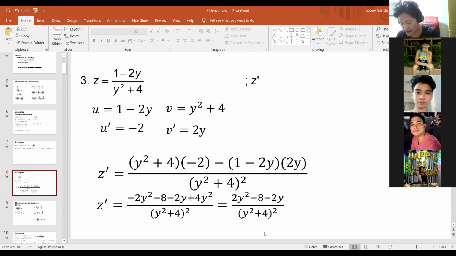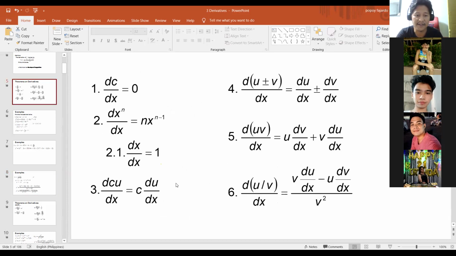Sir, mag-upload po kayo ng module? Mag-upload pa rin ako ng module. Coverage pa rin, sir, yung theorems 1 to 6? Yes, yung theorem 1 to 6. Di ba coverage ng 1 quiz, sir, 1 to 2 pa lang ata yung natakal natin ngayon? 1 to 2 pa lang.